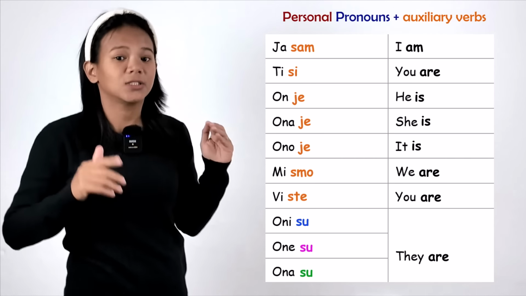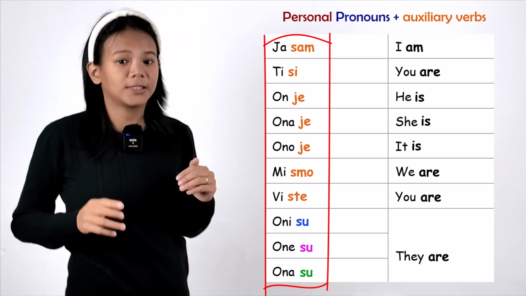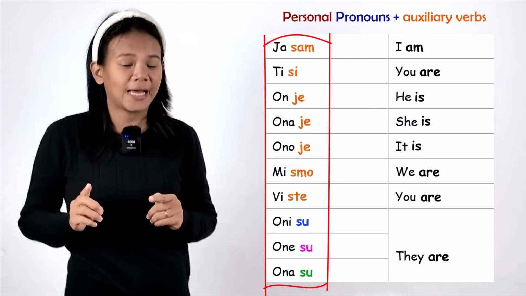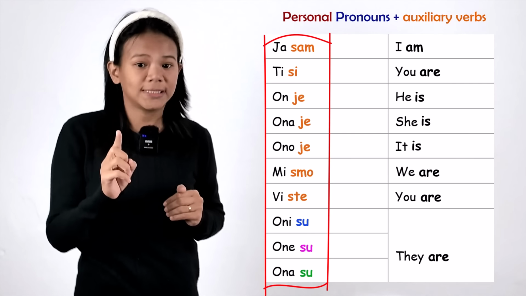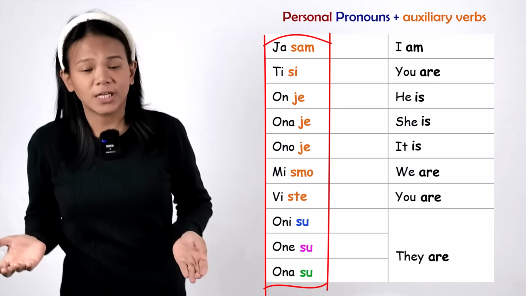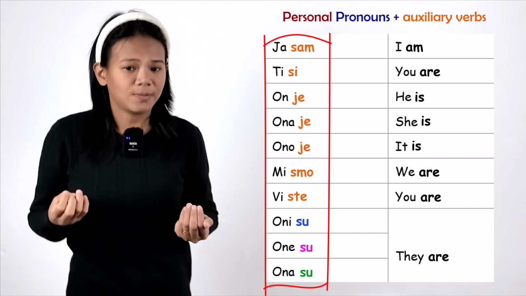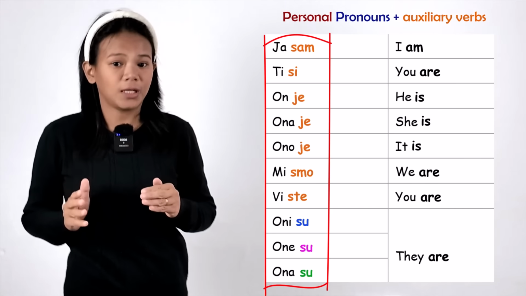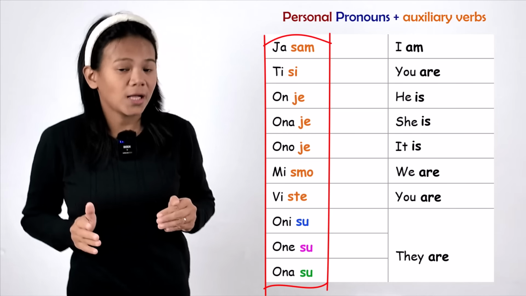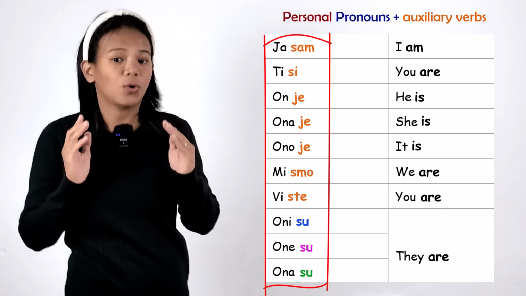So that's the full list. These pairs are the most important building blocks in Serbian grammar. You will use them all the time whether you are introducing yourself or just describing something. Practice these pairs until they're familiar. Once you know them well, you'll be ready to start building your own sentences.